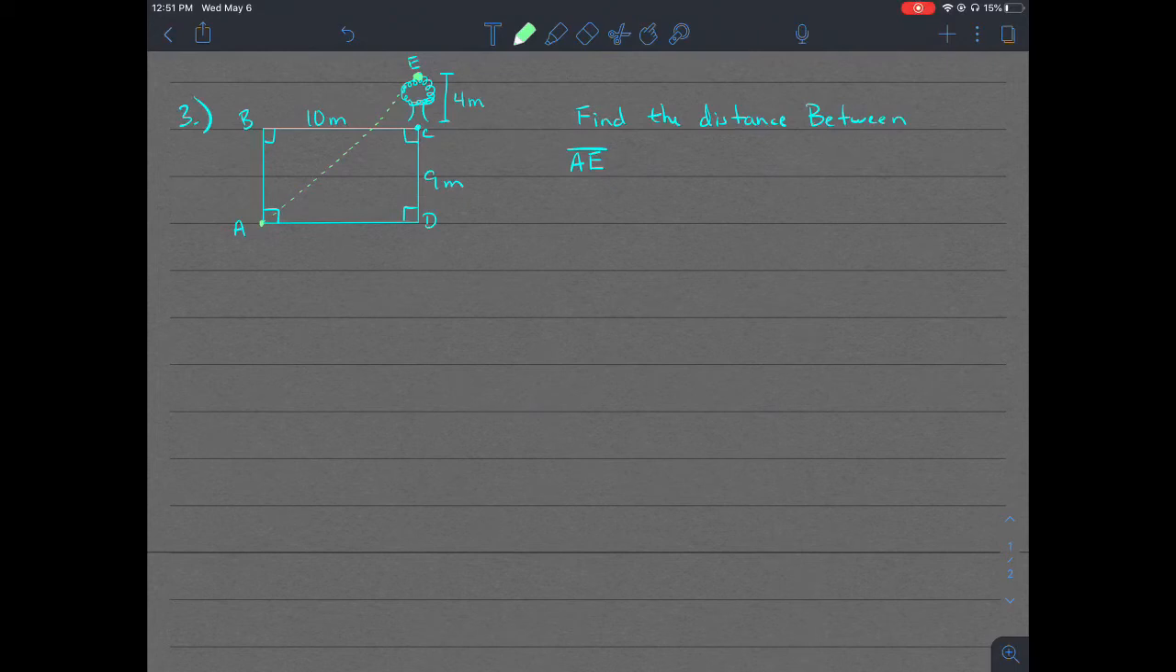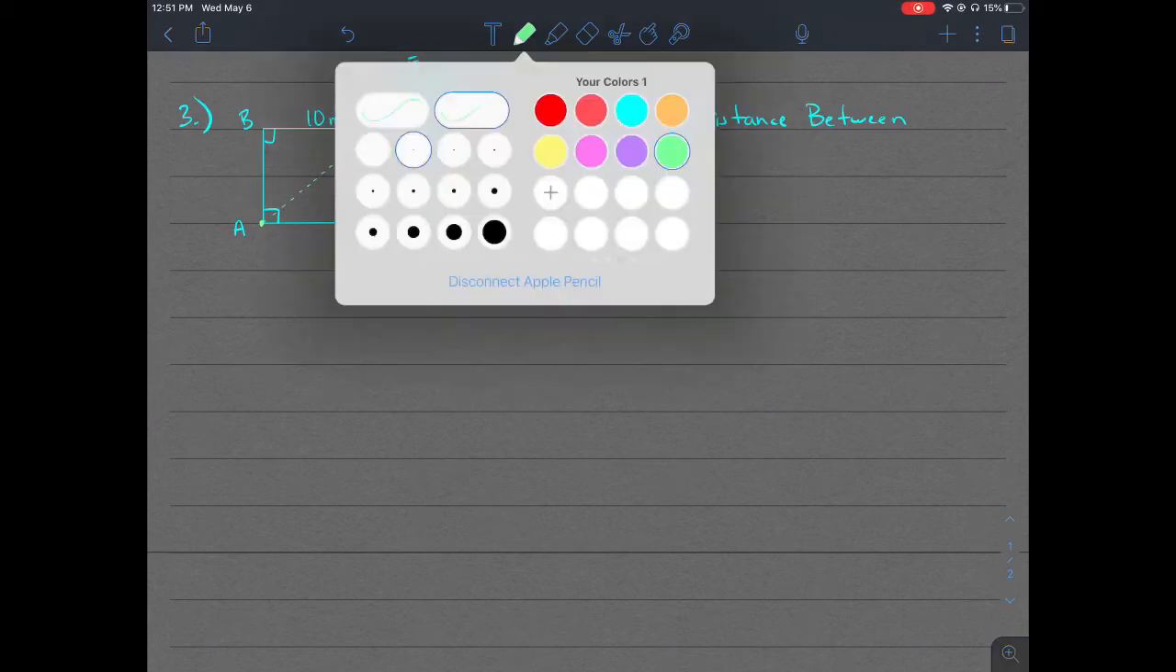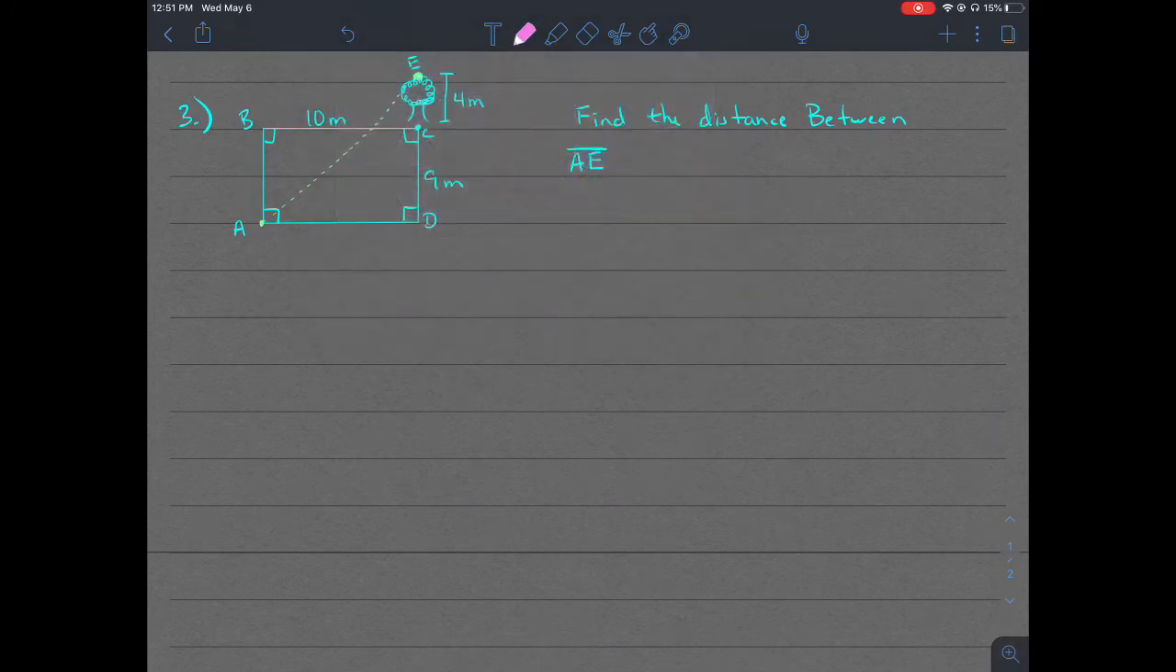Okay, top of the tree to A. Okay, so first we need to find the distance from A to C, because if you think about it, that's the distance that's on a two-dimensional surface. That's on the ground. So we need to find A to C before we find E to A.